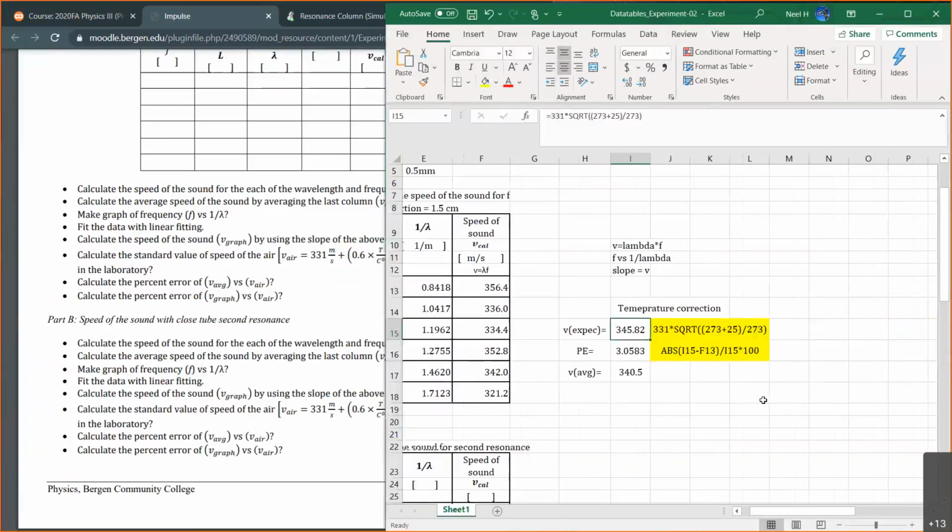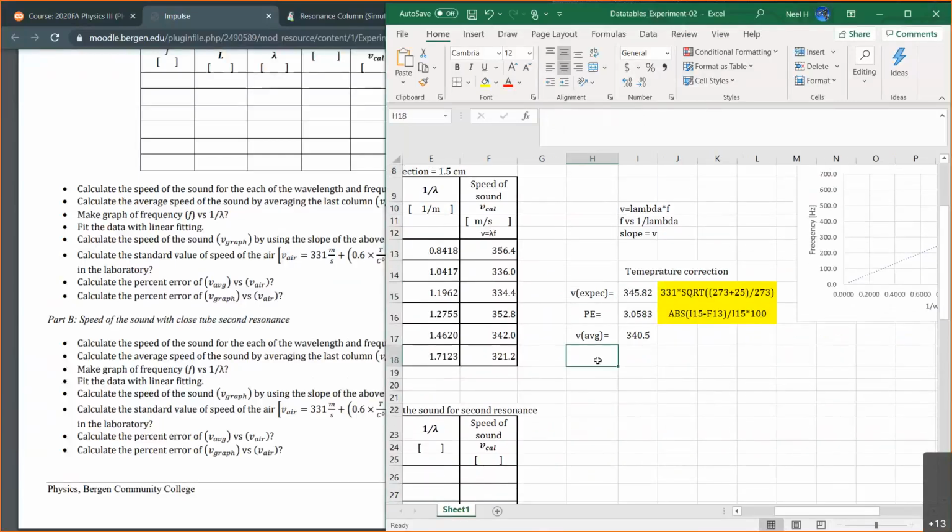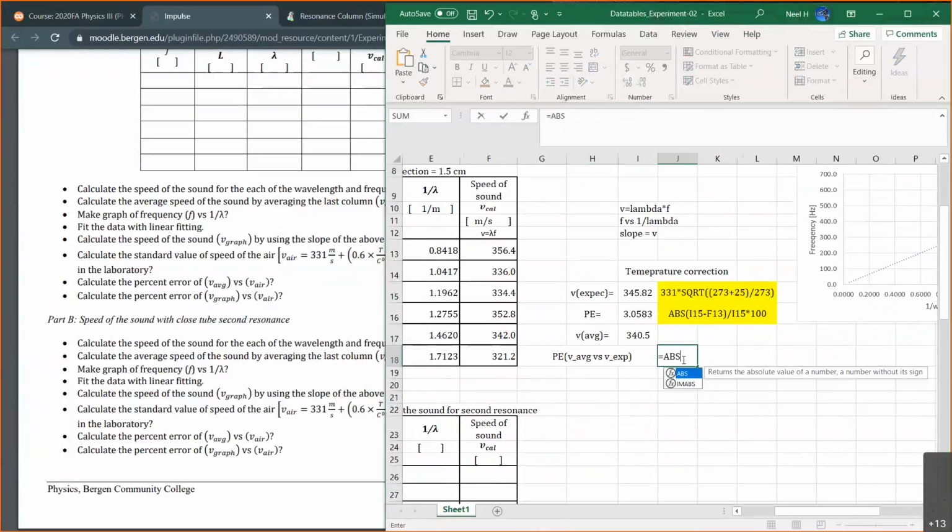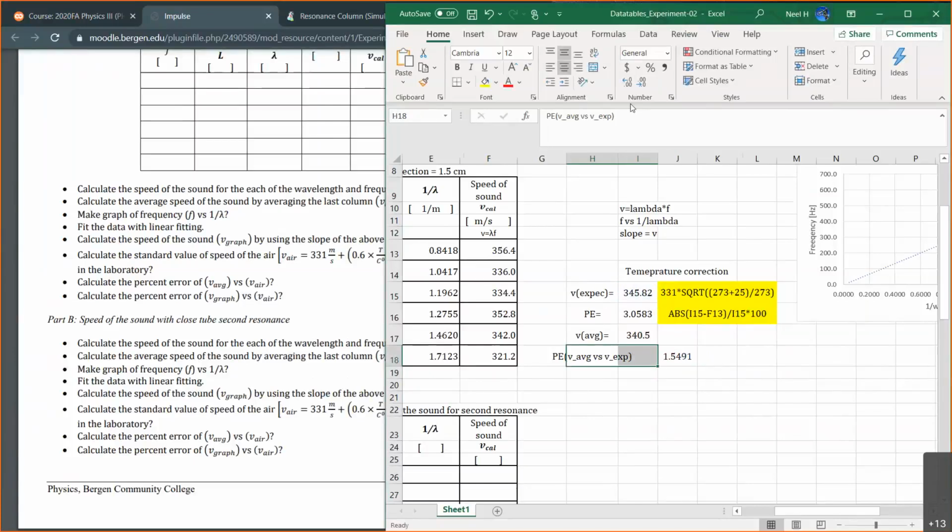Okay, let's do both of them here. So let's do PE, and then I'm going to do here V average, VAVG versus V expected. Okay, let's calculate that here. Equal sign, ABS, parentheses, V average 340, expected value 345, right? 345 minus 340, divide by 345, multiply by 100. So it's a very good number.